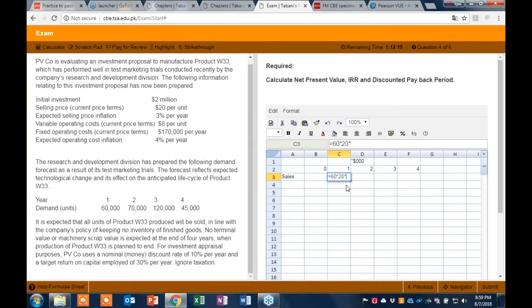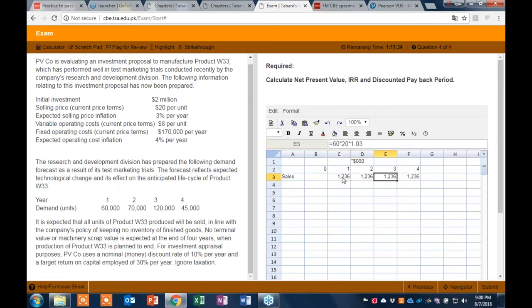Okay, so 60 into 20, and then we have to inflate it by the percentage of inflation of selling price, which is 3%. So we'll just write 1.03. Now, if I take the power 1 for year 1 and refer it to the cell, then when I copy and paste the formula in the subsequent cells, it also changes the power from 1 to 2 and then 2 to 3 and then 4. Or we can just let it be 1.03 and it's 1236, and let's copy paste here.